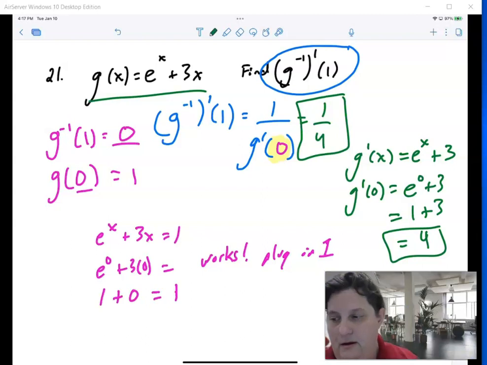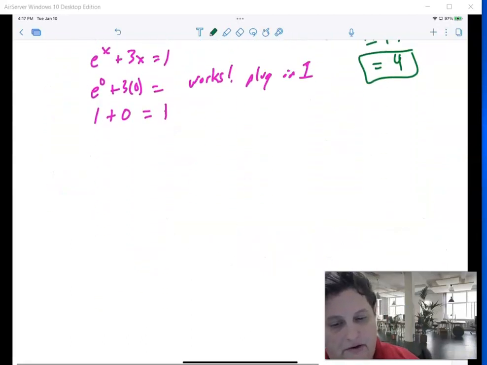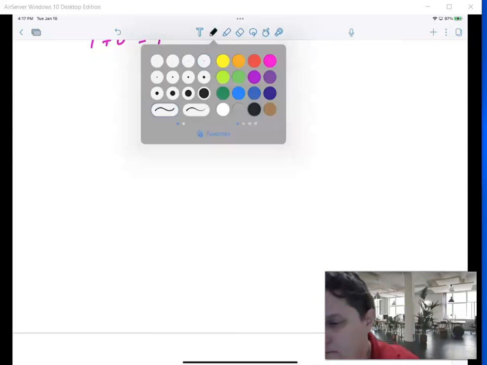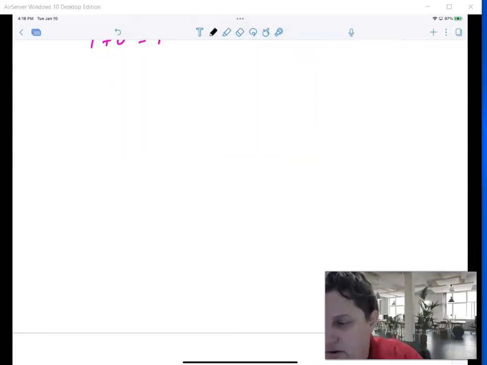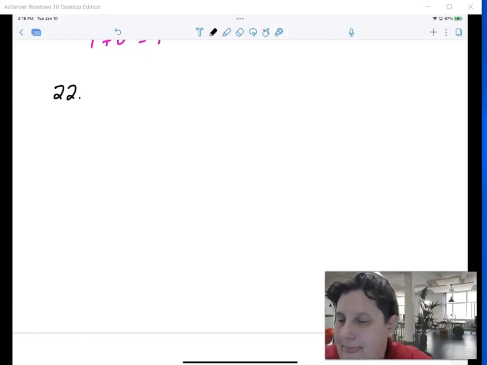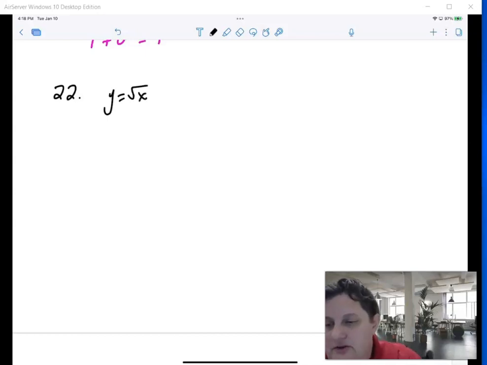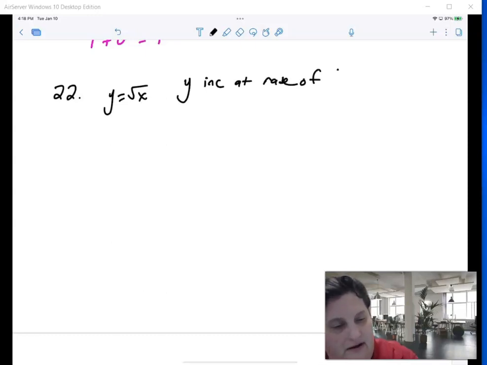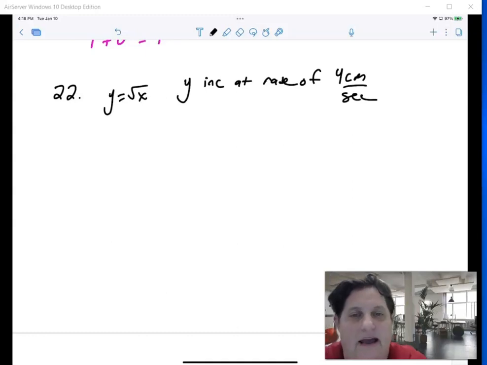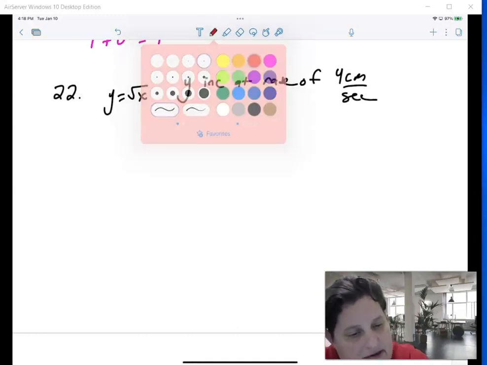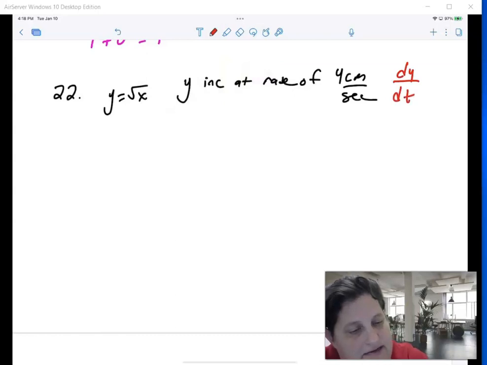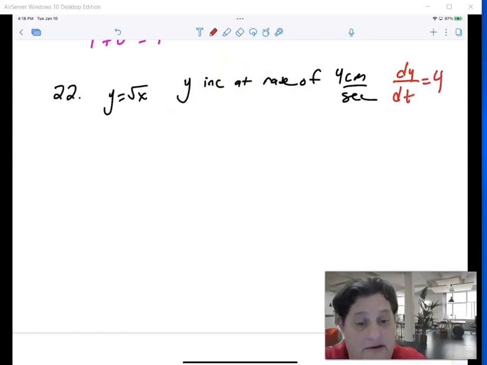Cool. Alright, not bad. Now, we're going to do a couple of related rates questions. Alright, a point moves along the curve y equals square root x, so that the y coordinate is increasing at a rate of 4 centimeters per second. Whenever you see at a rate of or increasing or whatever, guess what that is, guys? That's dy/dt. That's how much y is changing with respect to time.